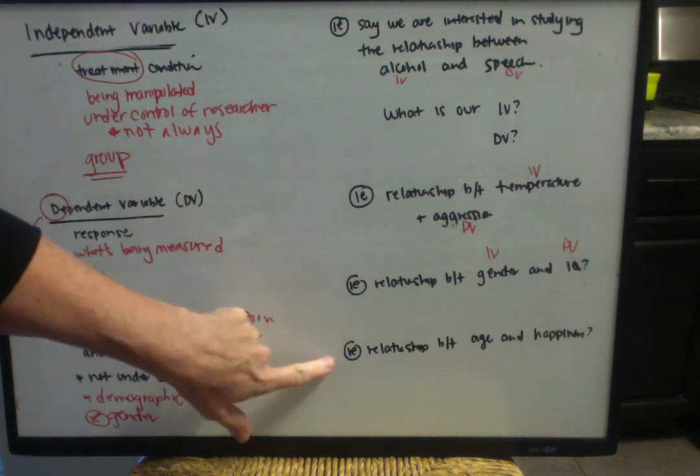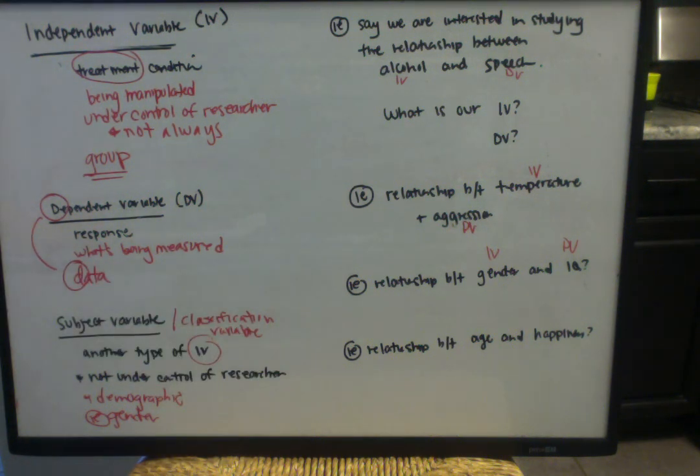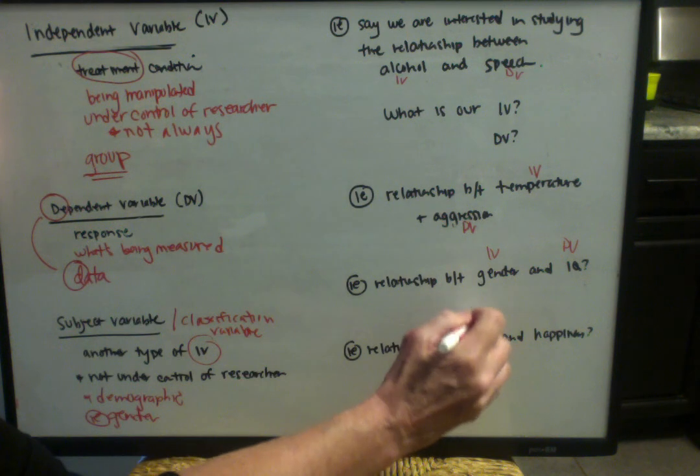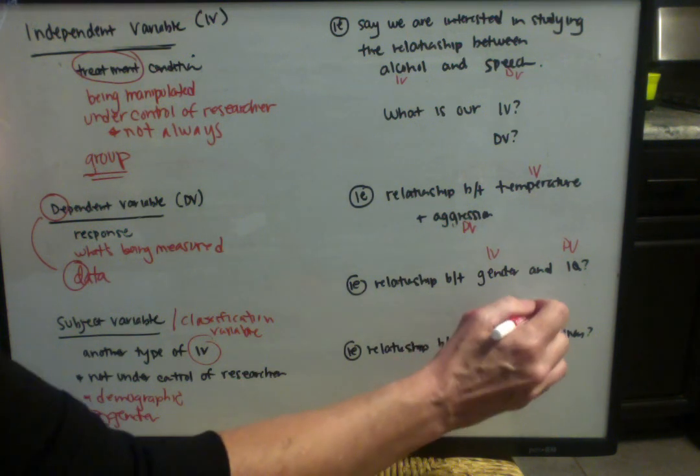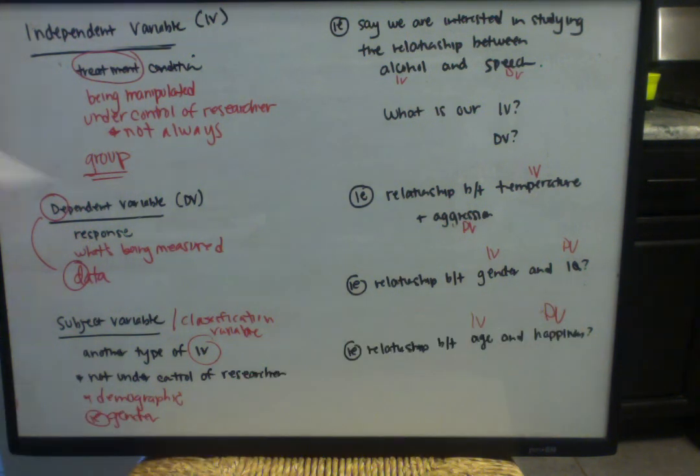And then last but not least, we're going to do the relationship between age and happiness. This is similar to the previous one. Which one of those is a group or a treatment condition or a demographic, and which one is a response? Hopefully you can figure out that age is the independent and happiness is the dependent.